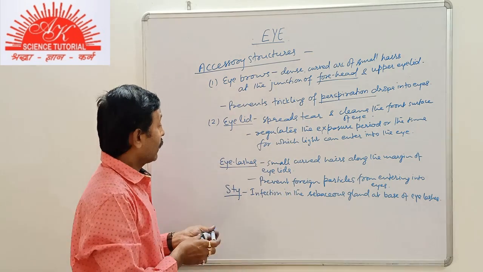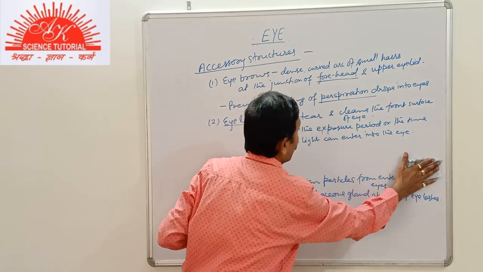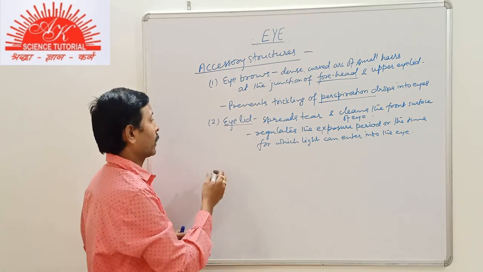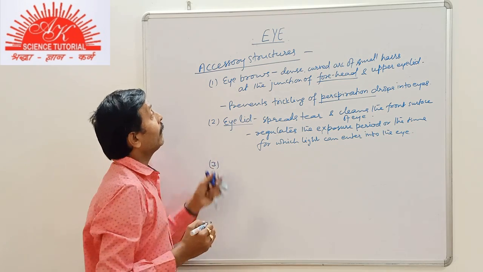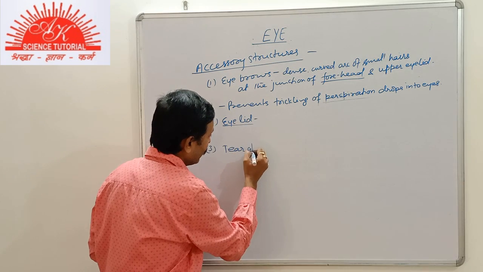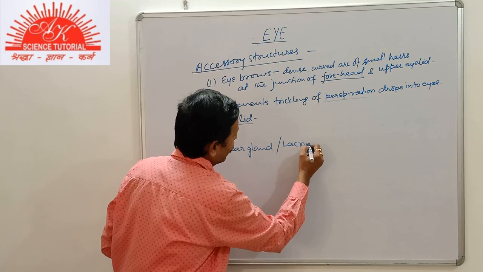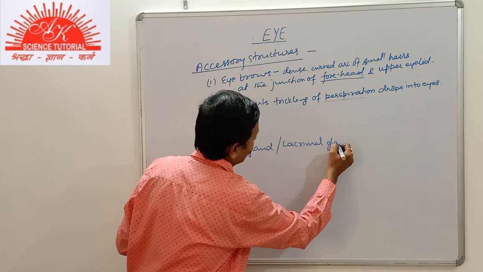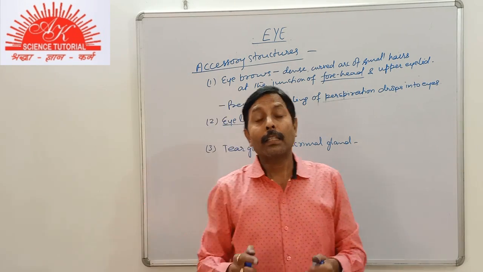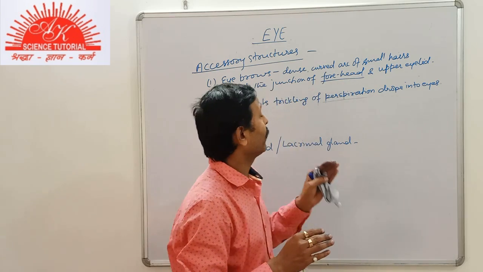So these were some of the structures related to the eyelid. Now students, there is one more structure related to the eye, the tear gland. Tear gland, also known as lacrimal gland. Now students, that location, we will study when we study human biology.